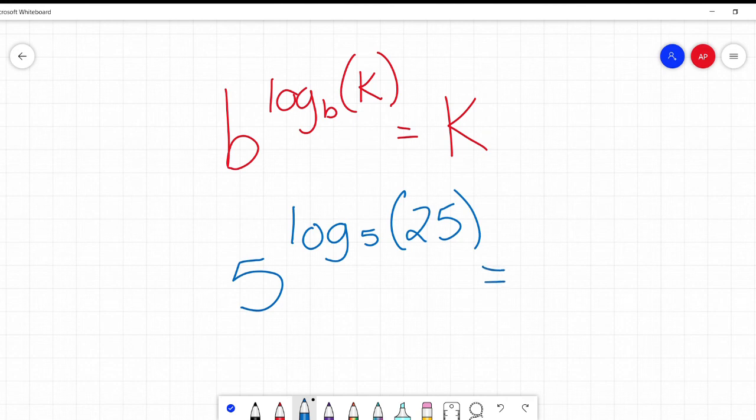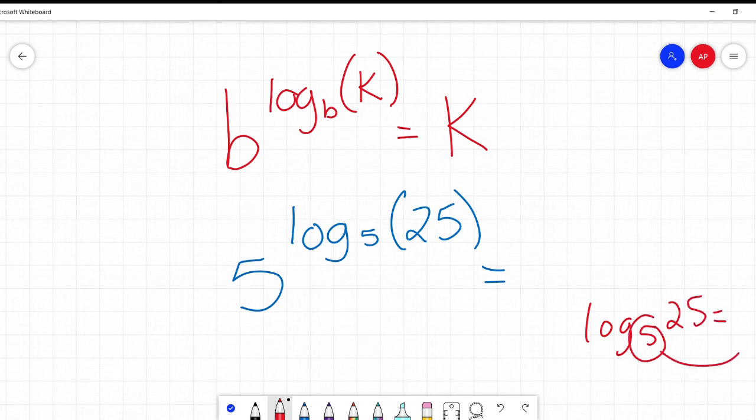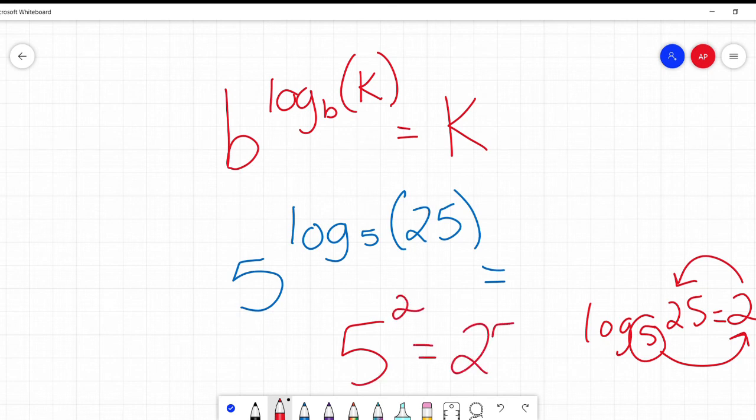Okay, equals what? Well, let's do this bit by bit. Log base 5 of 25. I'm going to write this over here separately and just go, what is that? 5 to what power equals 25? 2. So then you're saying 5 to the power of 2 equals 25. And that's what this up here says.